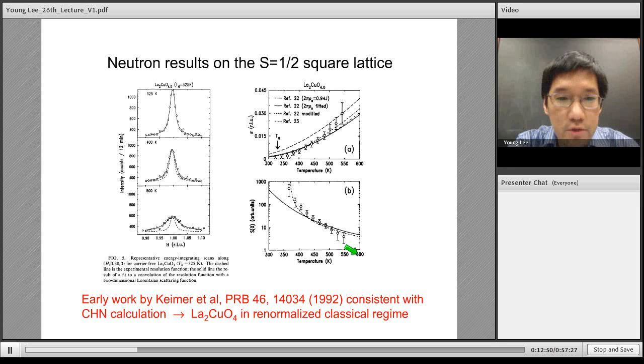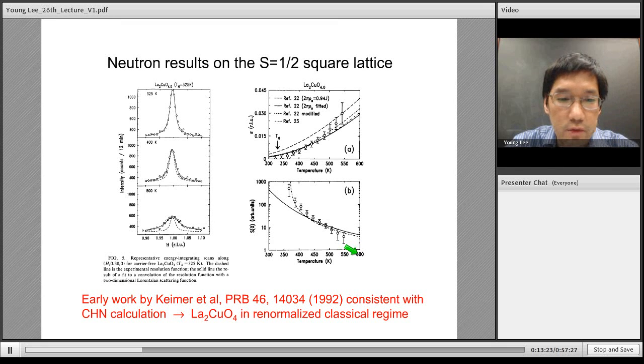So there were some neutron results very soon after. This is work by Keimer and co-workers, the Birgeneau group at MIT. And they made large single crystals of lanthanum copper oxide. They paid careful attention to making sure the oxygen stoichiometry was right, because if the oxygen's slightly off, you actually dope carriers into your system. And they wanted to study the pure undoped square lattice for this set of measurements.